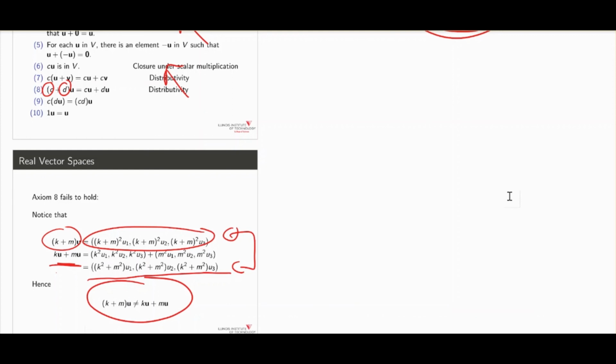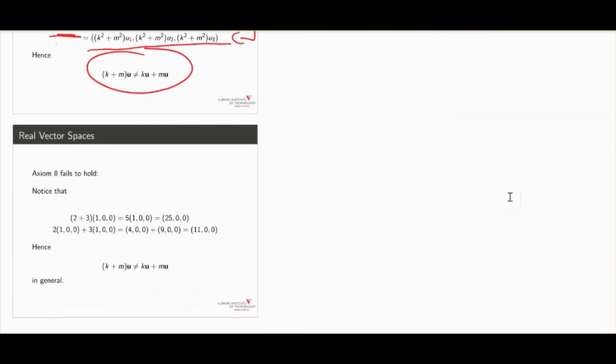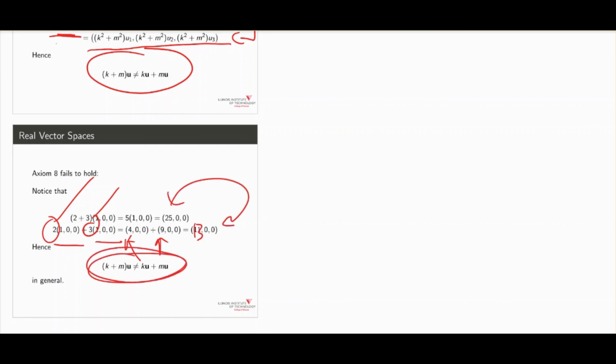You don't really have to show that axiom 8 fails to hold this way. If you want to show something does not hold in general, you can also do it by example. So this is showing it by a particular example. Let's say I take 2 plus 3 with (1, 0, 0). So 2 plus 3 is 5. The way we multiply this is to square them, so I have 25. But if I do 2 of this and 3 of this, that will be 4 of this and then 9 of this because of the square. And then by adding it up, I added wrongly, so why do I write 11? Sorry, if you write this up, you will get 13. But anyway, these two are different. So in general, you will see that this is different.